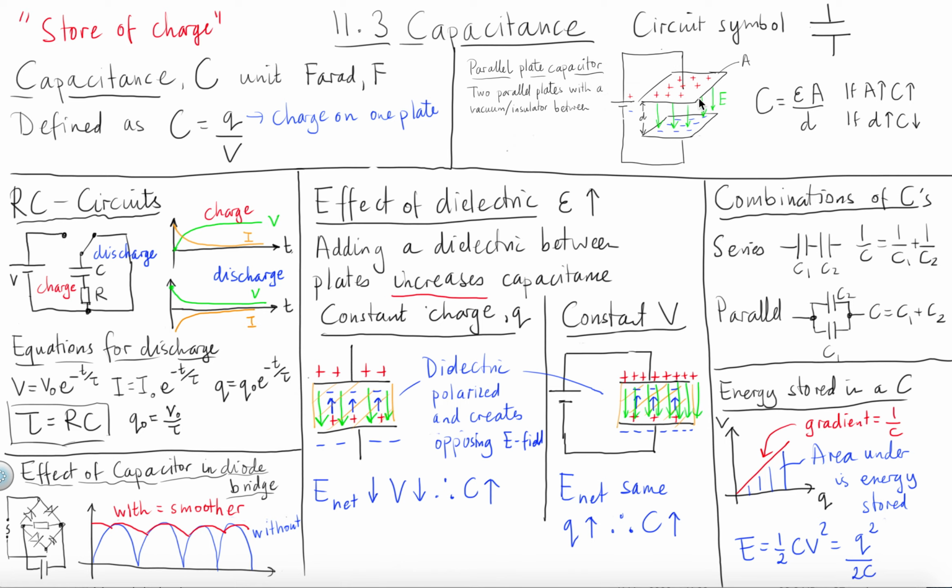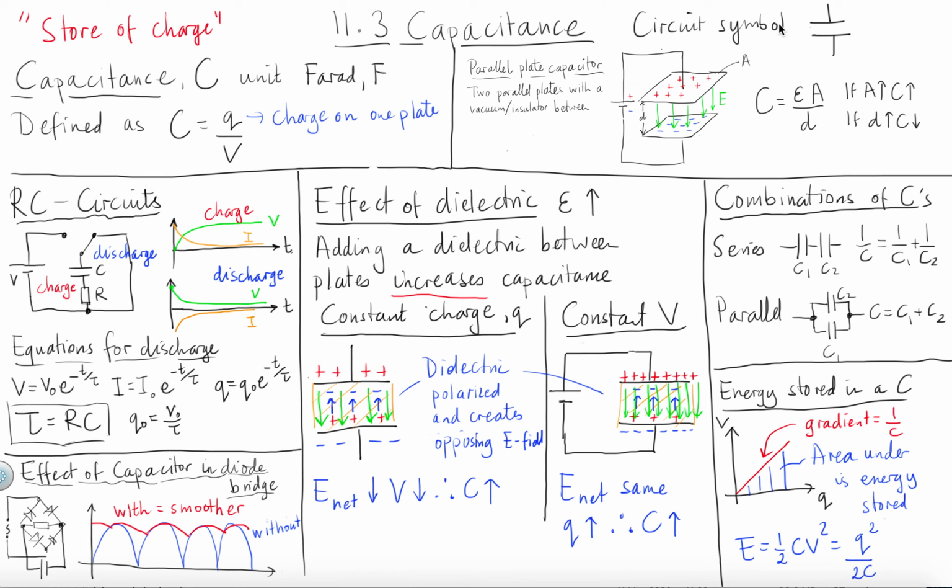We have two plates which are parallel to each other and have a surface area A and a distance between the plates of little d. And from the geometry of the capacitor, the capacitance of this parallel plate capacitor is equal to epsilon, which is a measure of the dielectric, times the cross-sectional area of one of the plates, divided by the distance between the plates. So if the area of the plates increases, the capacitance increases, but if the distance between the plates increases, then the capacitance decreases.